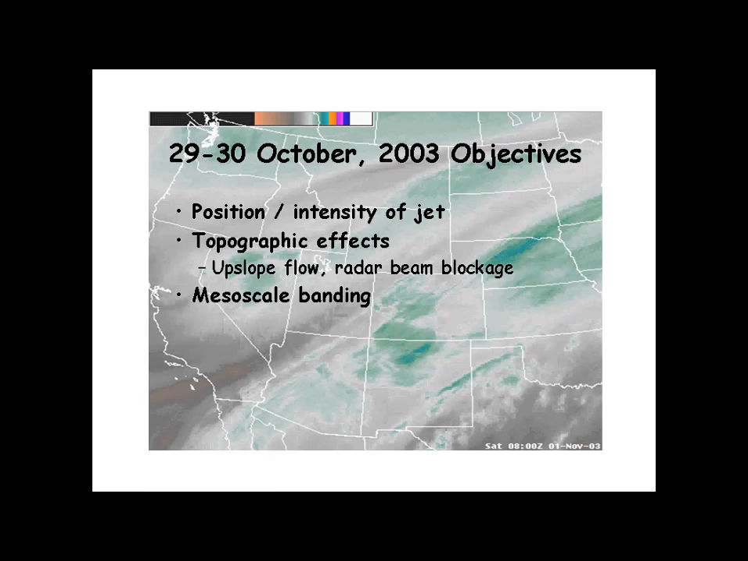Our next case study is from Riverton, Wyoming, which is shaded in green here, and this is from 29 to 30 October 2003. Our objectives in this case are to look at the position and intensity of a pretty intense upper-level jet. Topographic effects were pretty important in this region, things like upslope flow as well as radar beam blockage problems. And mesoscale banding was also important in this case as well.